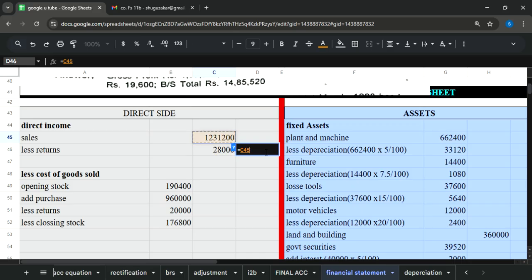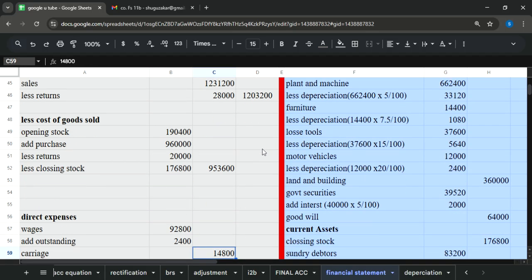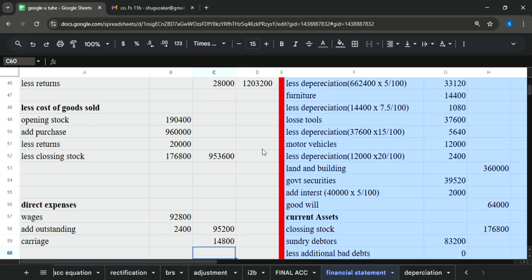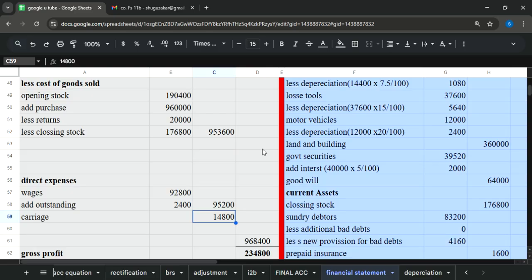The direct side would be the first step: sales less its returns, net sales arrived. And now let's calculate the amount of the cost of goods sold statement. First part, opening stock plus purchases less returns and less closing stock. Cost of goods sold is ready. After that, direct expense side, wages plus its outstanding.